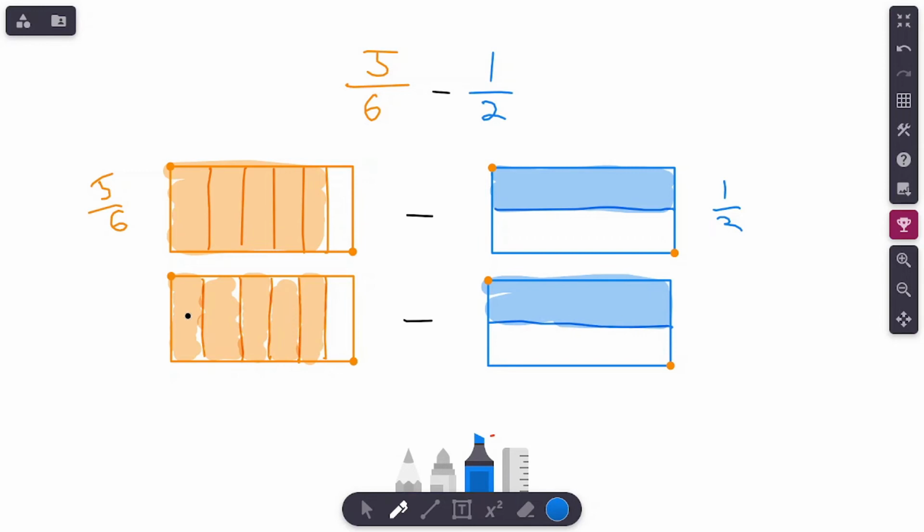I've got 1, 2, 3, 4, 5, 6, 5/6 of them shaded in, and I've got 1/2. All right, so I need to represent halves on this model. To do that, I need to draw a horizontal line, just like I did in this model, because I need to represent halves over here.